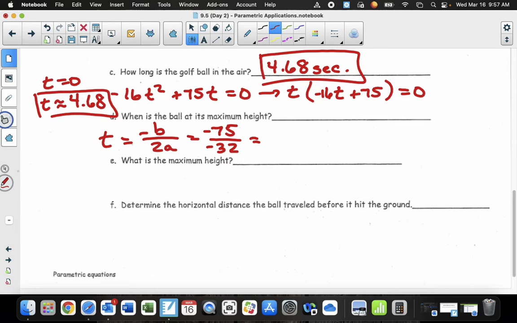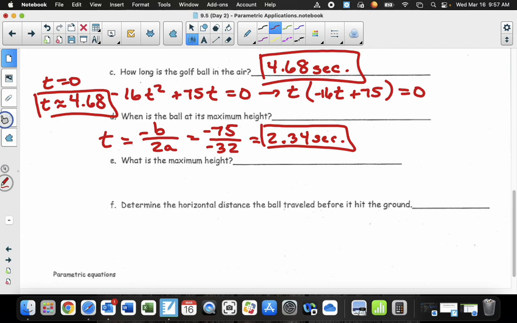The half-the-time method only works if the ball is on the ground to start. Okay? So I would recommend this method over the other one just because it always works. So you get 2.34 seconds. That is how long it takes to get to that maximum height.